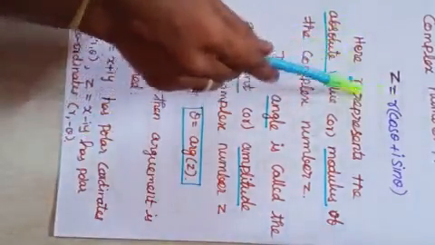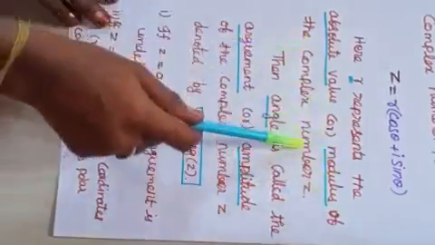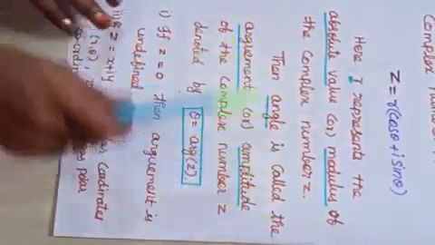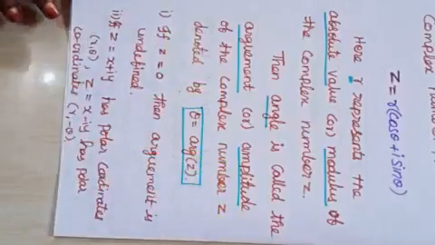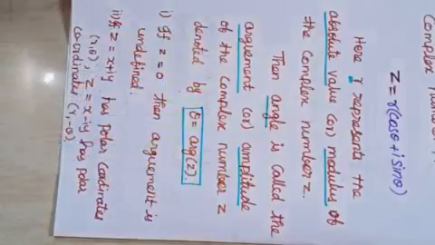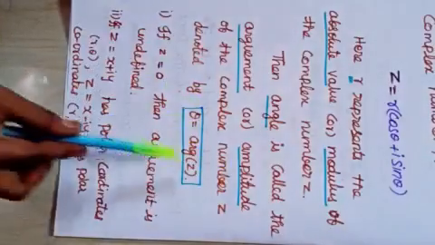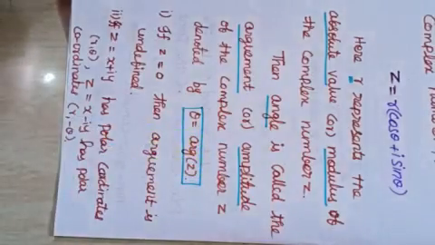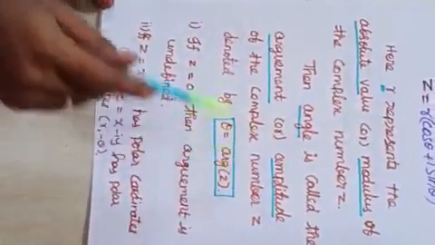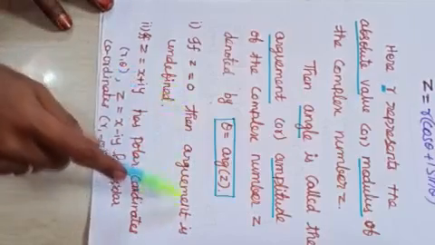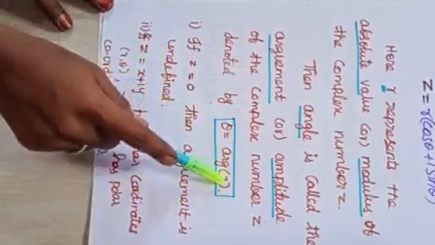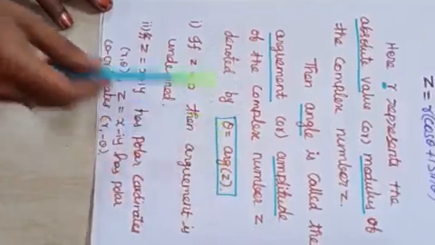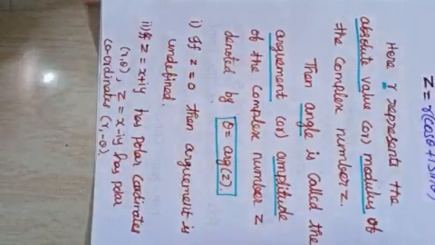Now see, here r represents the absolute value or modulus of a complex number z. Then the angle is called the argument or amplitude of the complex number z and is denoted by theta equal to argument of z. It is read as argument of z. Now see the first condition. Here z value 0 means argument is undefined. Argument of 0 is undefined. So we got theta equal to undefined.